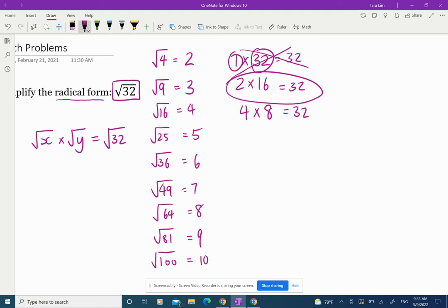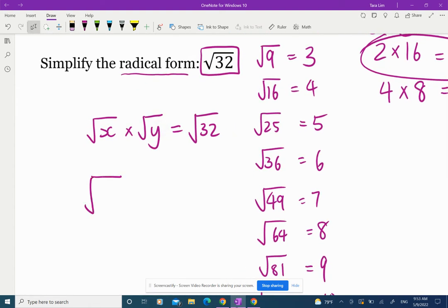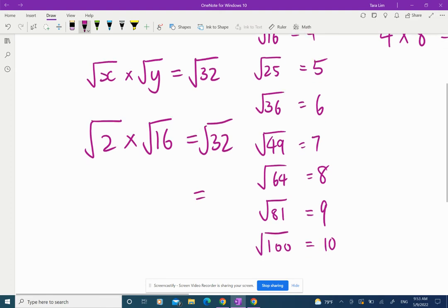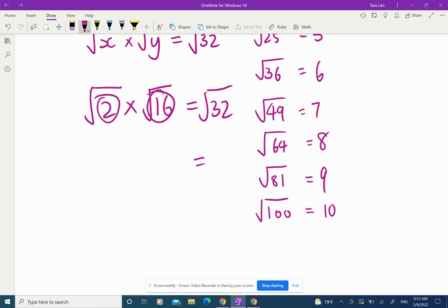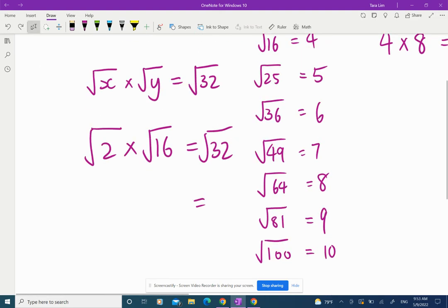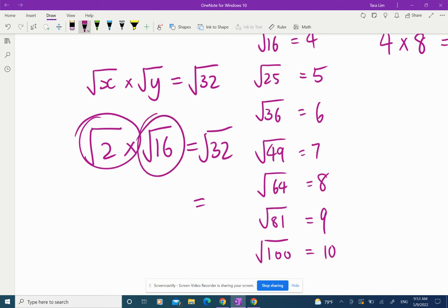So we have 2 times 16. Let's say x is 2. So square root 2 times square root 16 is equal to square root 32. Now what we want to avoid here is multiplying these two together, because if you multiply each other, you get 32, and that's equal to square root 32, and that's definitely not helping us simplify the radicals. So the first thing we want to do is just focus on square root 2, and then we can focus on square root 16.